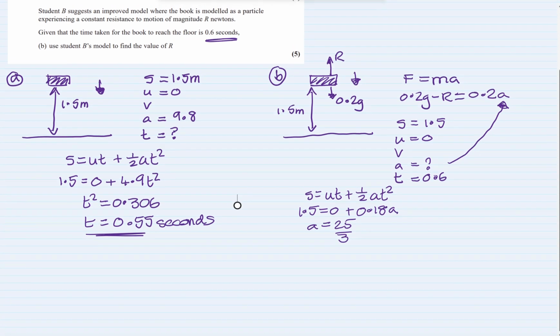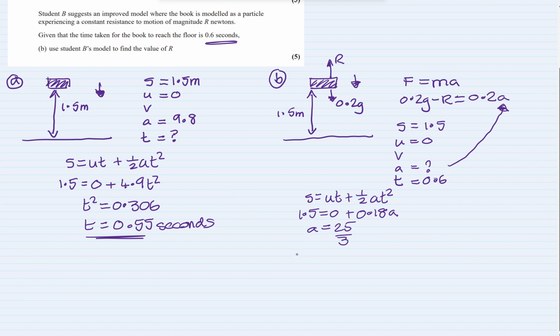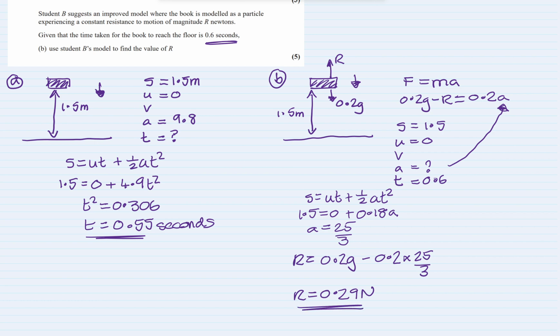So if I plug that back into my equation, I've got R equal to 0.2g minus 0.2a, so 0.2 times 25/3, and that gives me R equal to 0.29 newtons. And we're leaving our answer to 2 significant figures because we've worked including g within this question, so we want to make sure that we are not more accurate than the values that we've used within the question.